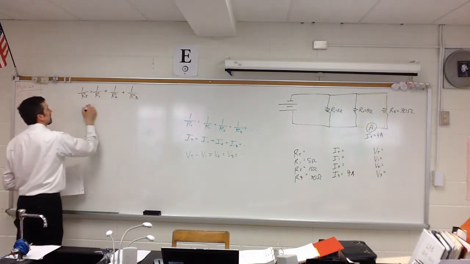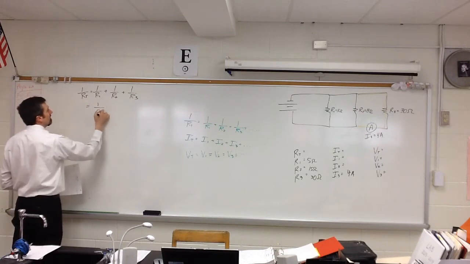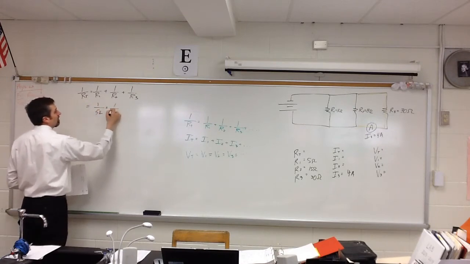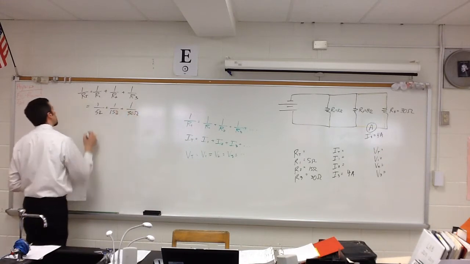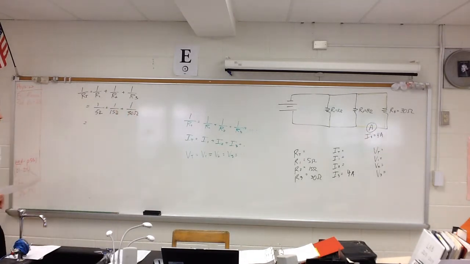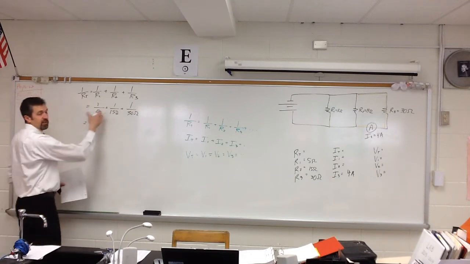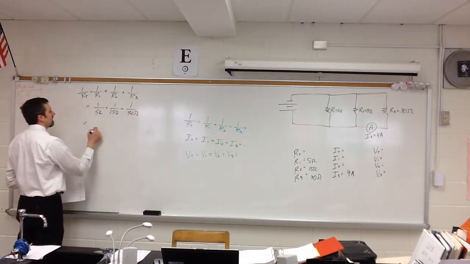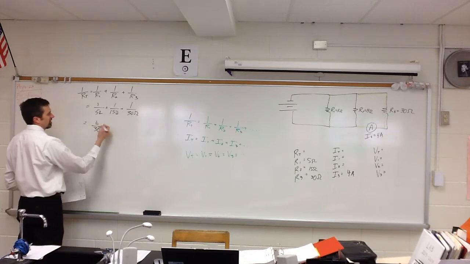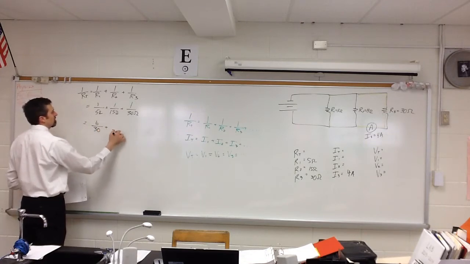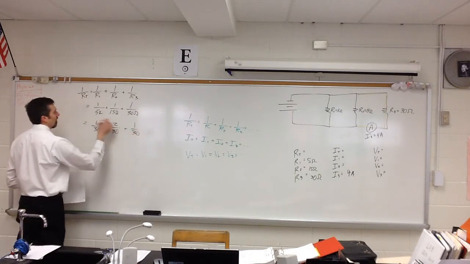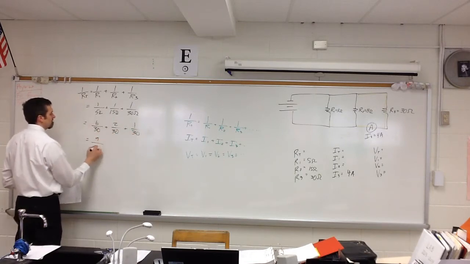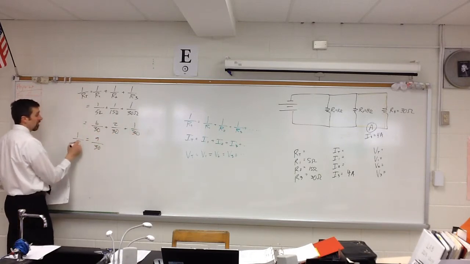So my numbers go something like this: 1 over 5 ohms plus 1 over 15 ohms plus 1 over 30 ohms. Now, maybe the best way to do it is get a common denominator, or you can just do it out on your calculator. That would be 6/30ths, 2/30ths, and 1/30th, or 9/30ths, right? But that's equal to 1 over R total.